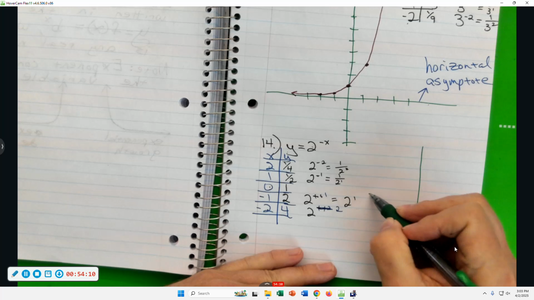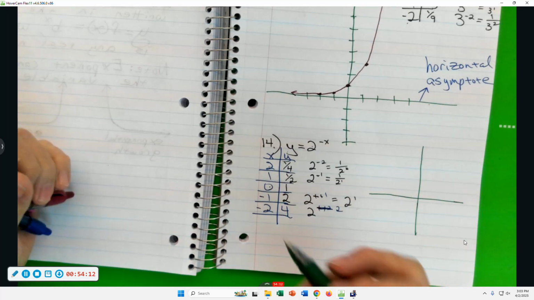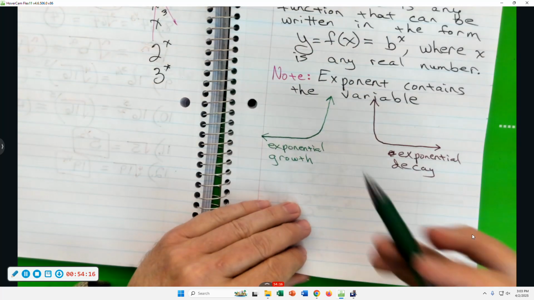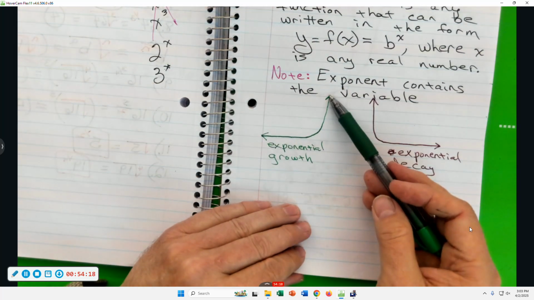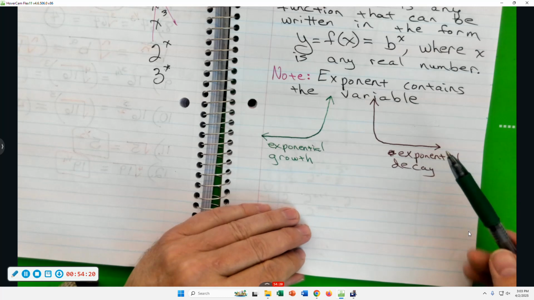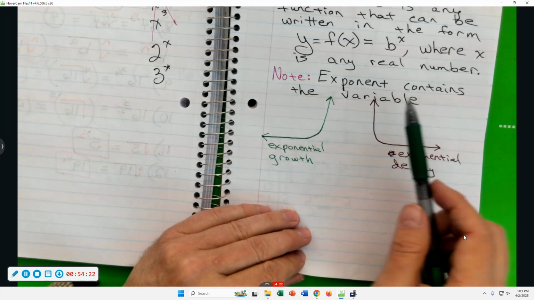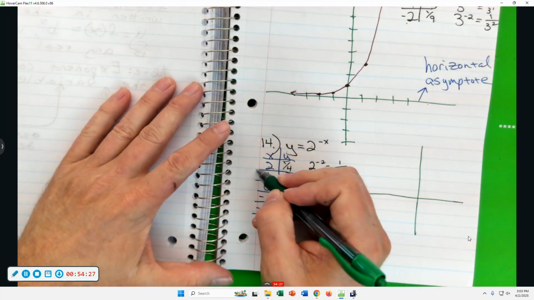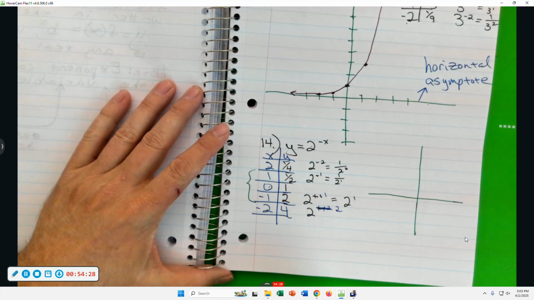I'm not going to bother plotting a lot of points. As a matter of fact, if you know the general shape, you know it's going to either be going up or going down. One side will be flat, the other will be real steep. If you know that, then generally 3 points are all you need.